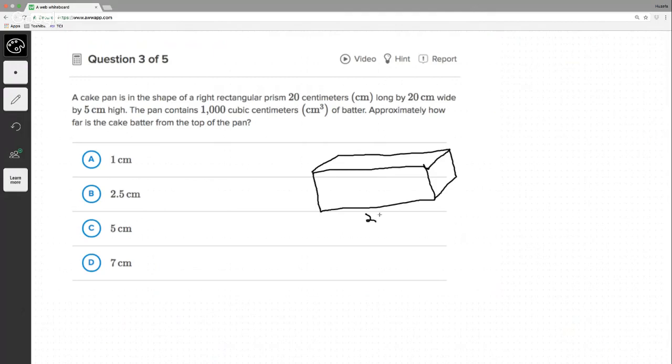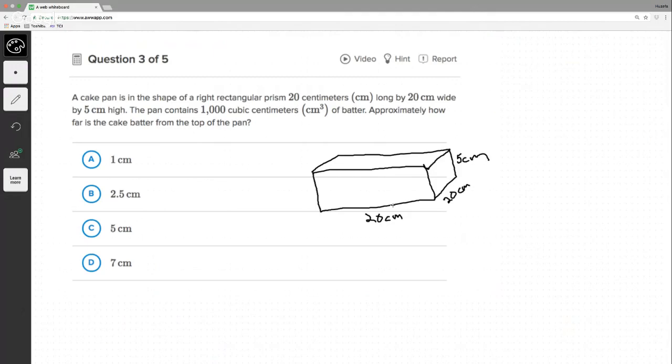20 centimeters long, 20 centimeters wide, and 5 centimeters high. The pan contains 1,000 cubic centimeters of batter. Approximately how far is the cake batter from the top of the pan? Well, all we need to do is, I see. This is an interesting question here. This is very interesting.